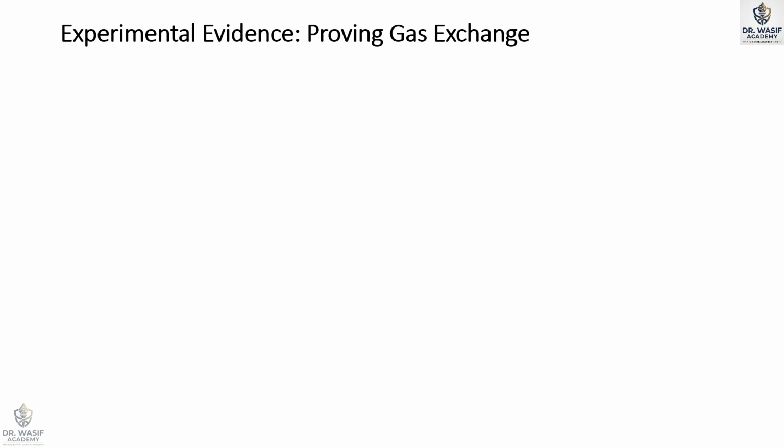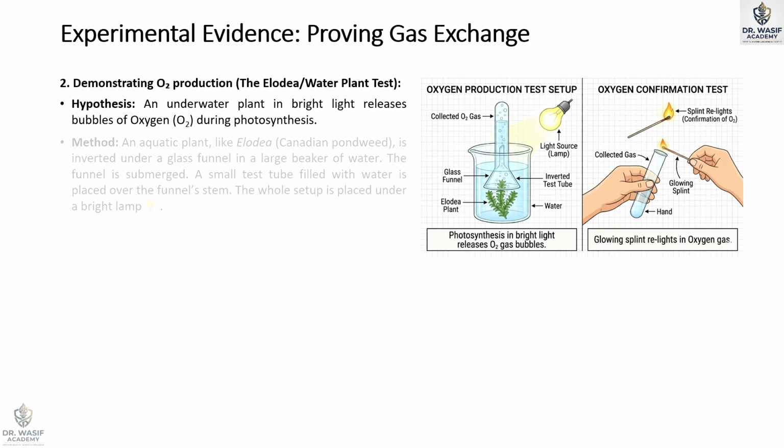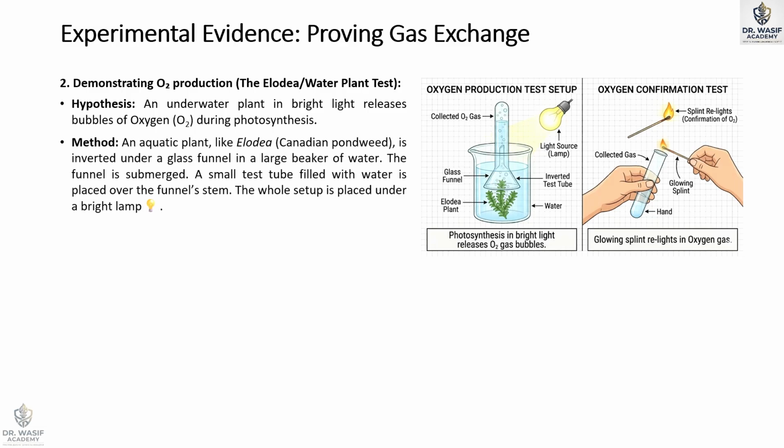We have seen how plants take in carbon dioxide, but now let's look at the other half of the equation, the production of oxygen. To see this, we go underwater using an aquatic plant like Elodea. This setup is a classic example. We place the pond weed under an inverted funnel, as discussed in the previous lecture. It captures the tiny bubbles which the plant releases through the process of photosynthesis.